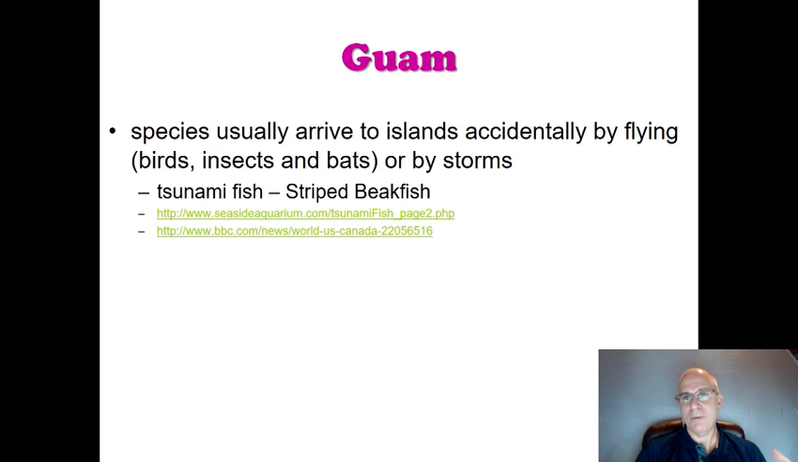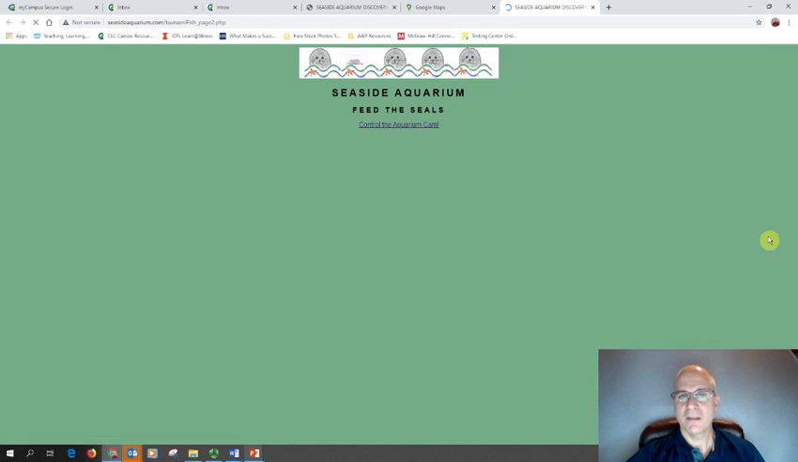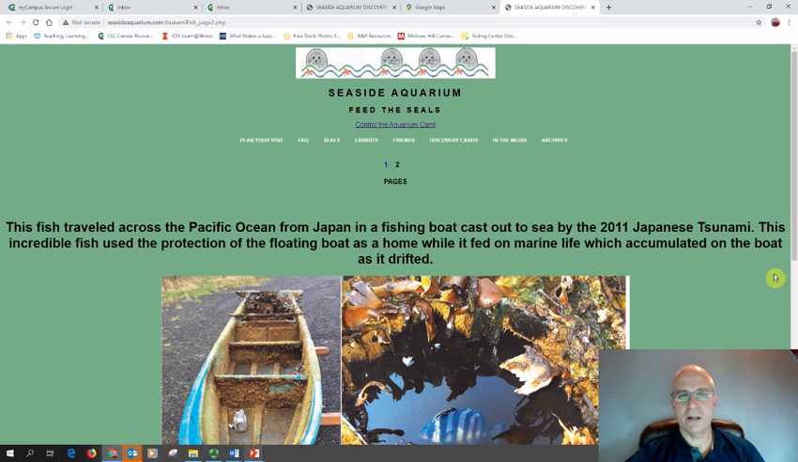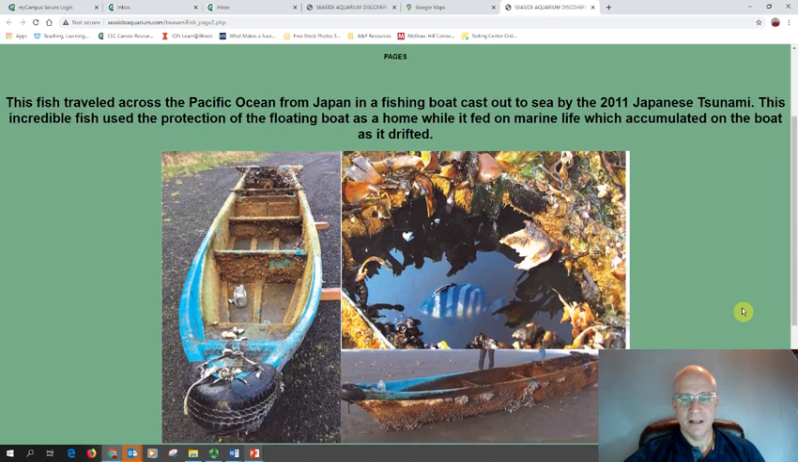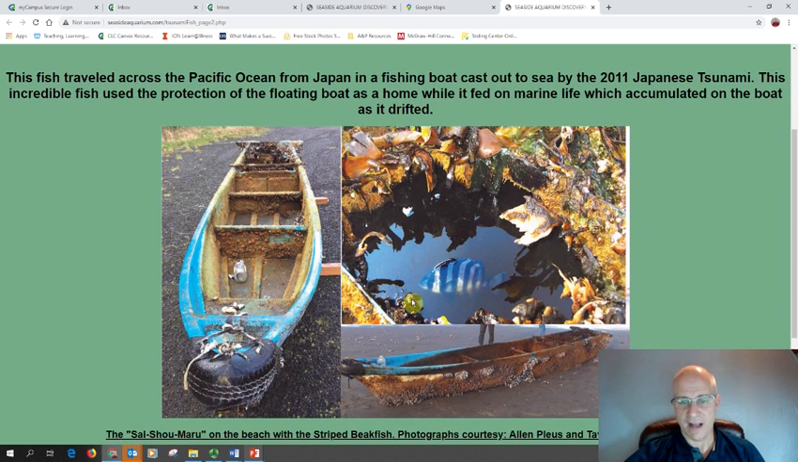Trapped in that boat were a number of species that are only found in shallow water off the coast of Japan, and one of them was the striped beakfish. And when we click on the link here, here are some pictures from the aquarium that identified that this boat, so here's the boat, made its way all the way across the Pacific Ocean.